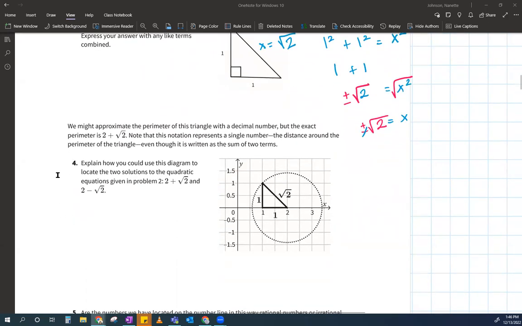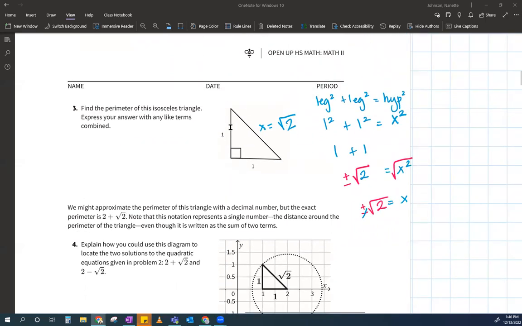Okay. So we might approximate the perimeter of this triangle. So then we would add all these three sides, right? So I'm going to add 1 plus root 2. Is there anything that I can simplify here? 1 plus 1 plus root 2. Is there anything I can simplify here? Come on, y'all. I need more than one person answering. Yeah, 1 plus 1, what is that? 2. 2 plus root 2. Very good. So here's our answer. We get 2 plus root 2.